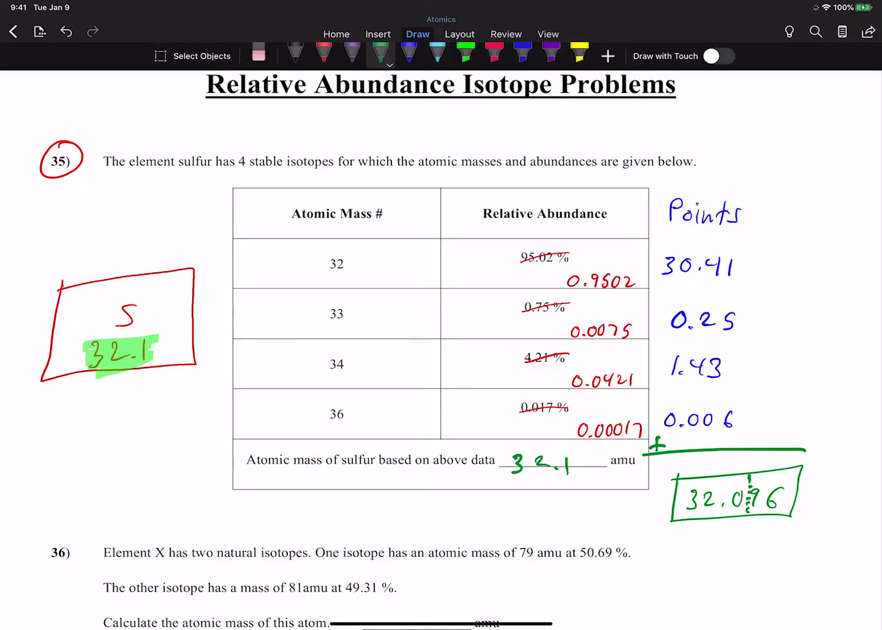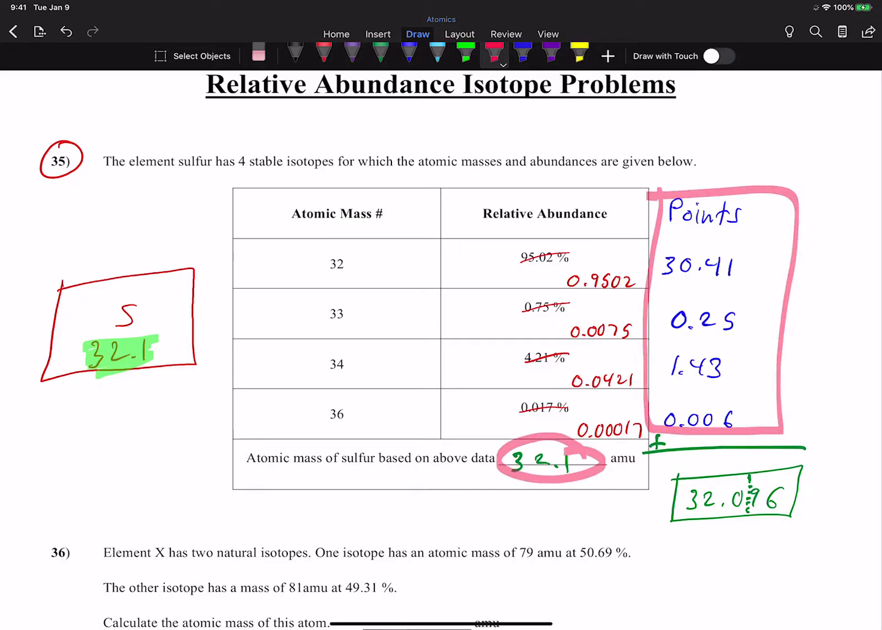But I want to do a different kind of problem for you. And in order to do this other problem, I want to rely on what we learned in this problem. And the main thing to take to the next problem is this. The sum of the points adds up to the atomic mass. Right? The sum of the points from each of the isotopes adds up to the mass.